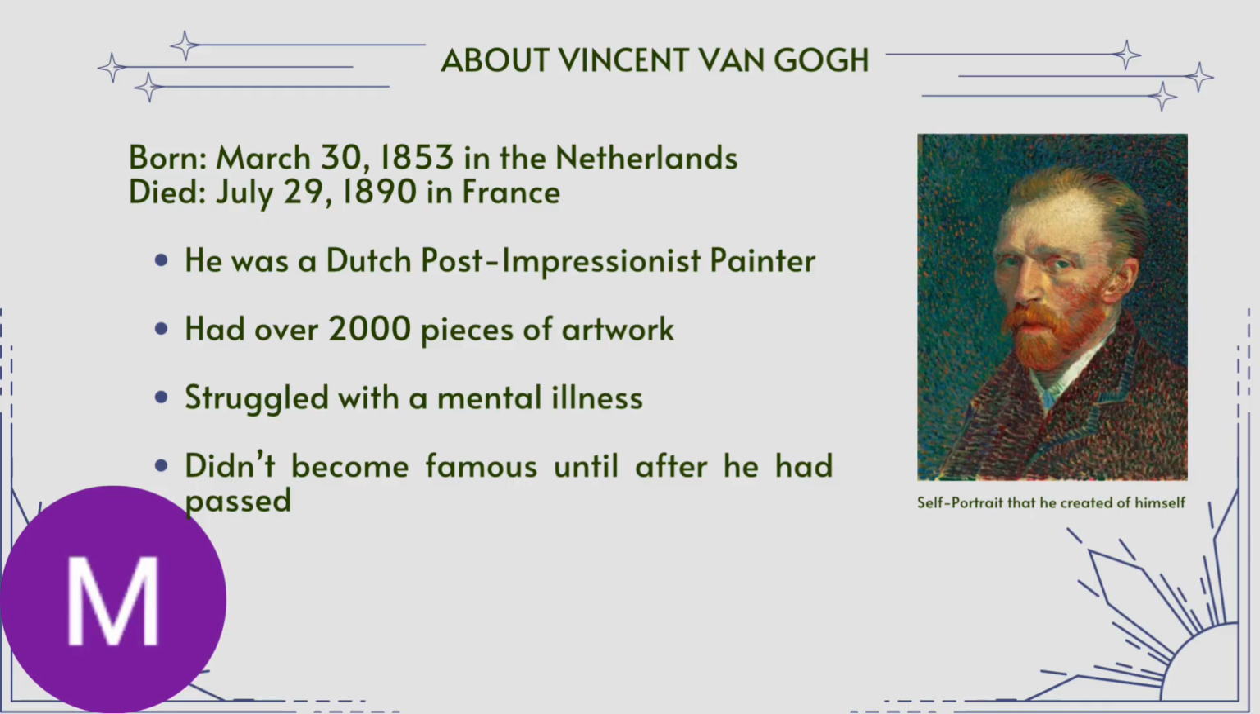A little bit about Vincent van Gogh was that he was born in the Netherlands on March 30th, 1853. Unfortunately, not long after he had created The Starry Night, he passed away in France on July 29th, 1890. He was a Dutch post-impressionist painter and is a very known painter in today's time, but back when he was alive, he faced many struggles with his mental illness.